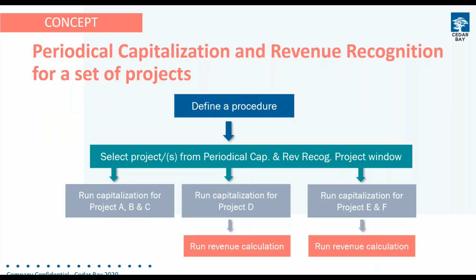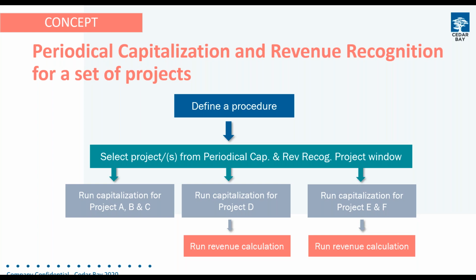So what IFS has done is they've created an element called a procedure, and this procedure allows you to add as many projects as you want, and it also allows you to calculate it per project. As you can see, capitalization over here is running on a combination of projects. The first gray box showing capitalization for project A, B, and C, whereas the second one is D, and the third one is for E and F. So you can see I can combine multiple projects if I wanted to. I can create sets of projects if I wanted to.